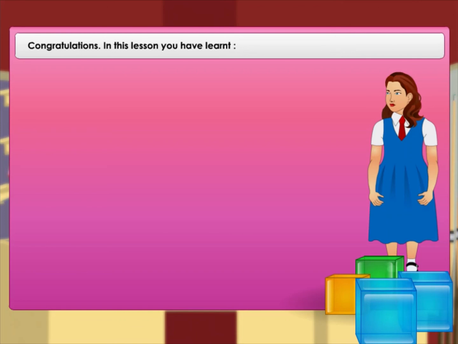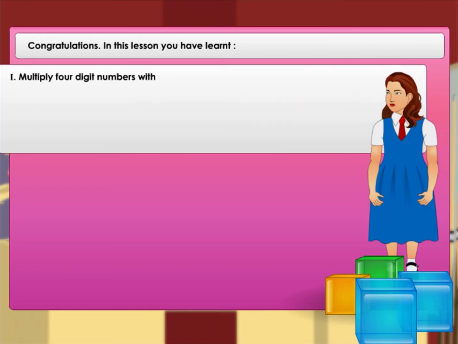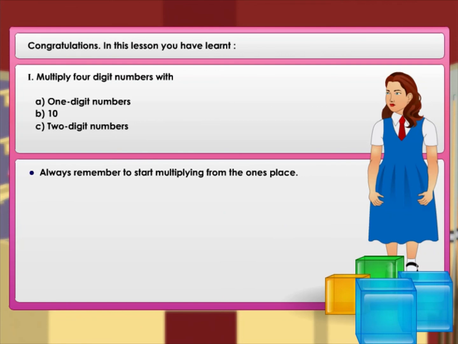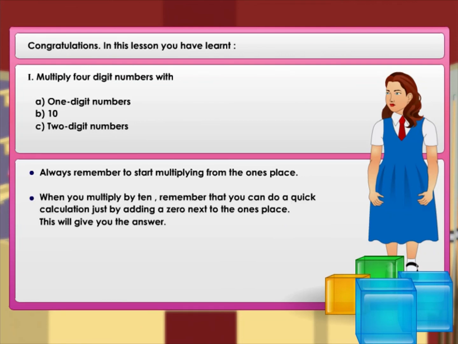Congratulations! In this lesson, you have learnt to multiply 4-digit numbers with 1-digit numbers, 10, and 2-digit numbers. Always remember to start multiplying from the ones place. When you multiply by 10, remember that you can do a quick calculation just by adding a 0 next to the ones place. This will give you the answer.